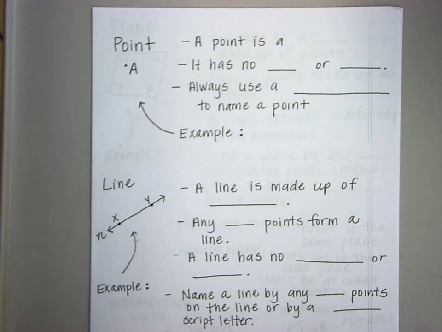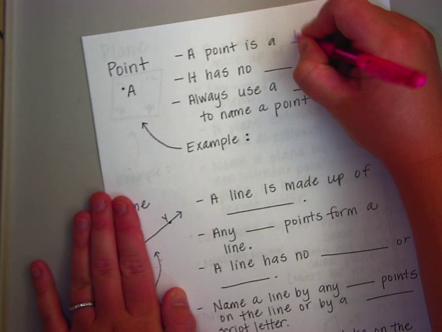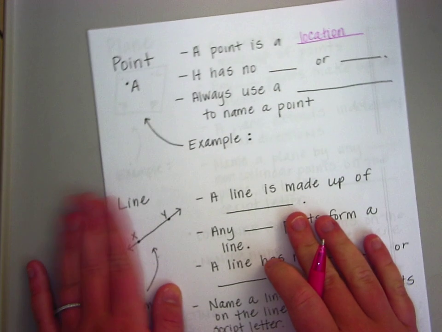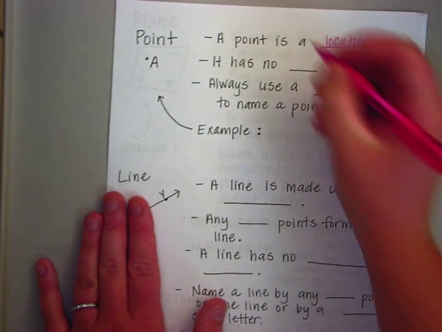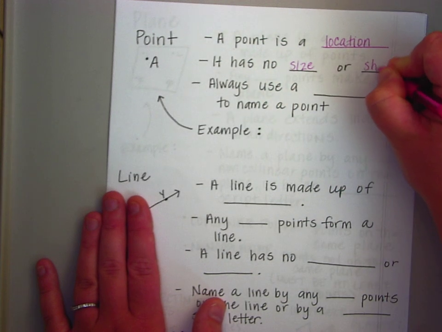Okay, today we're going to be going over points, lines, and planes. This is the first section of Unit 1. So a point is a specific location. It has no size or shape.